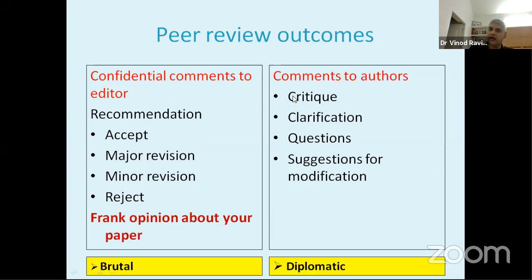So don't be misled by the comments to the authors you see here. Because no peer reviewer is going to say in their direct comments to the authors that this manuscript may be rejected. But here, those frank opinions about the overall assessment of your paper will actually help guide the editor to make a final judgment about your paper.